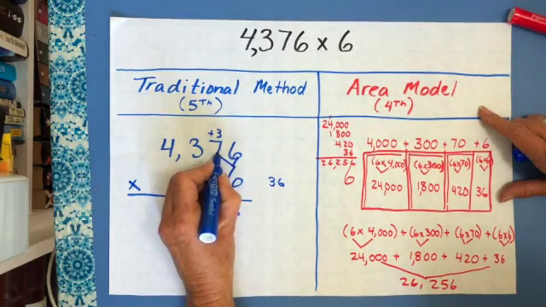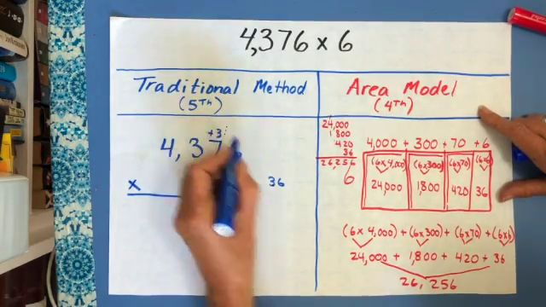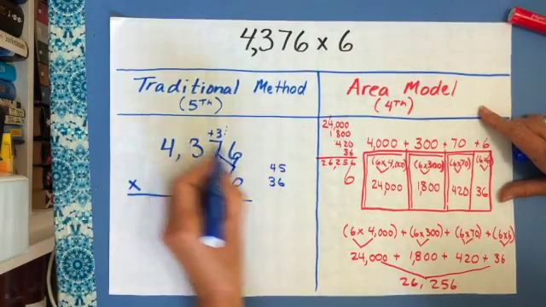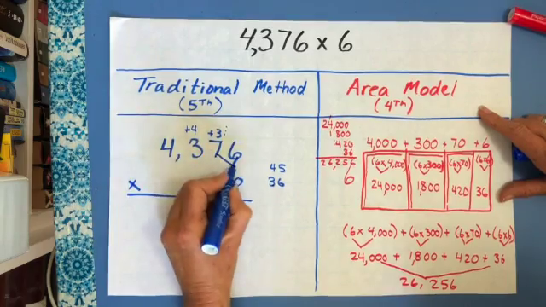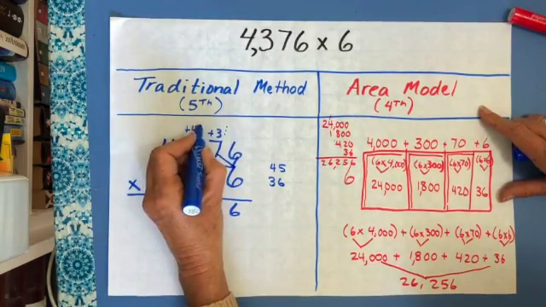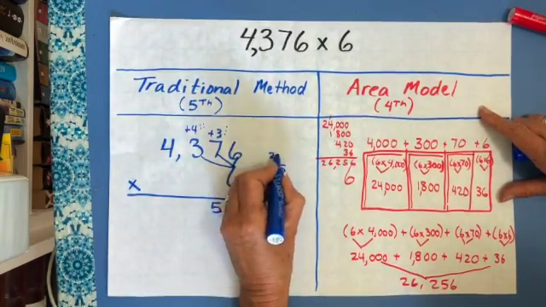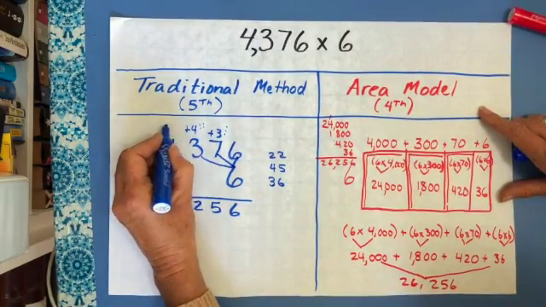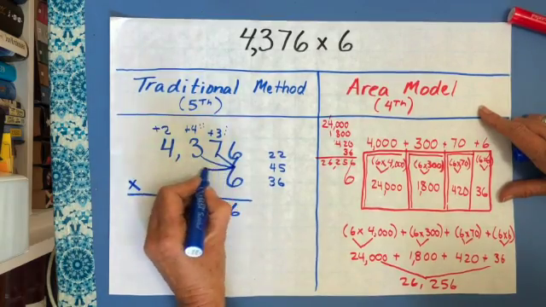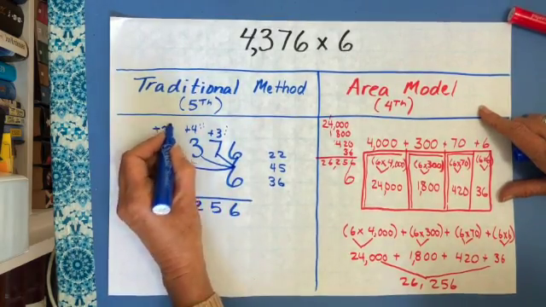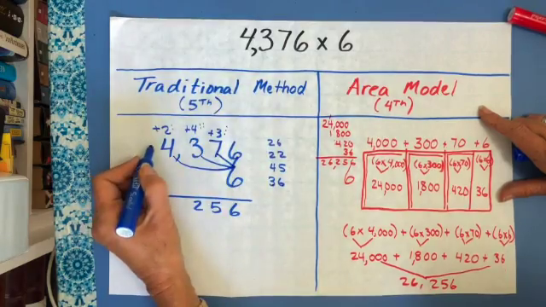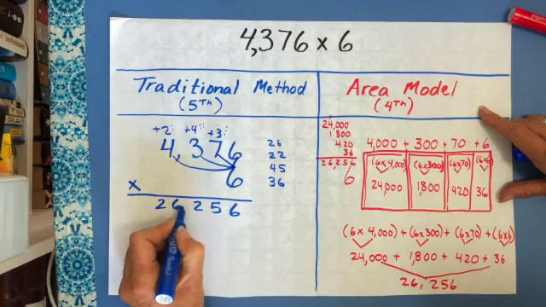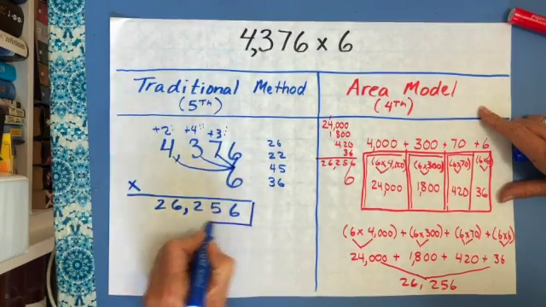6 times 7 is 42, 43, 44, 45. The ones place goes down, the tens place goes up. 6 times 3 is 18, 19, 20, 21, 22. The ones place goes down, the tens place goes up. 6 times 4 is 24, 25, 26. There is not a 10,000 digit, so I'm just going to put both digits down. And I get the same thing. Yay! I hope that helps.